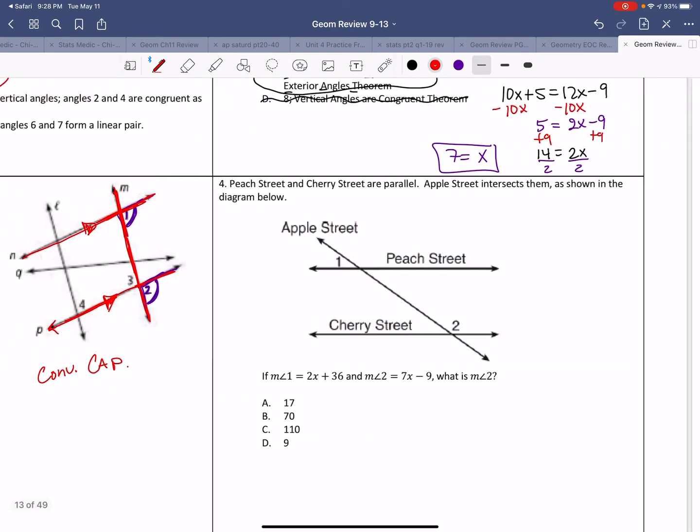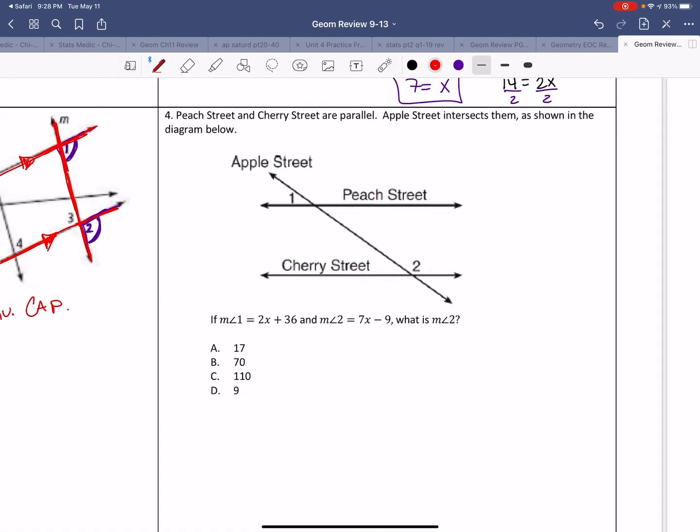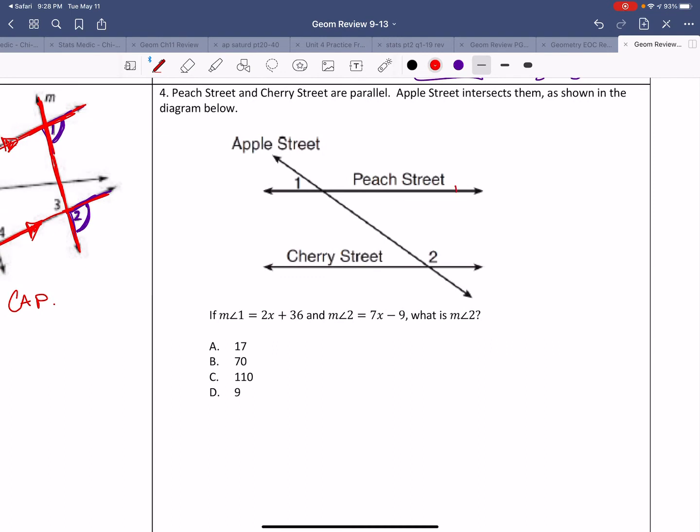Question number 4, last one on the page. Peach Street and Cherry Street are parallel. So we have our regular theorems, our double A, double S C, in play here. Apple Street intersects them, as shown below. If we are given the measurement of this one, so this is acute, right? And we're given the measurement of this one, this is obtuse, then what is angle 2? So they'd like me to solve for angle 2.